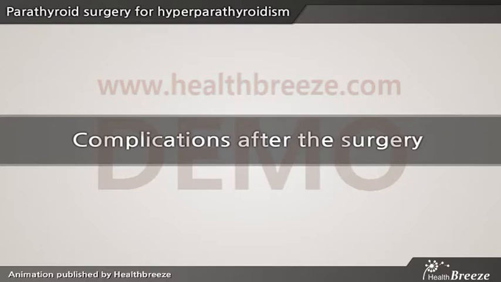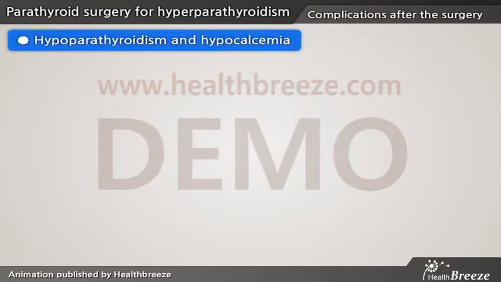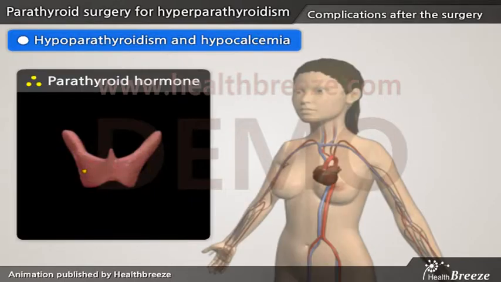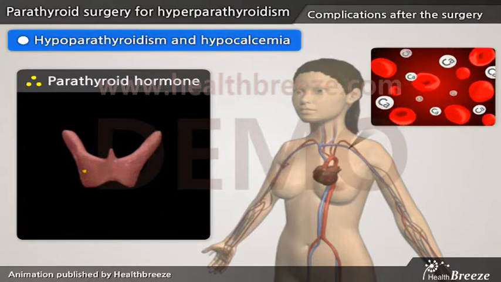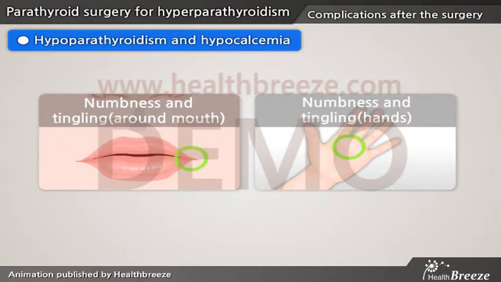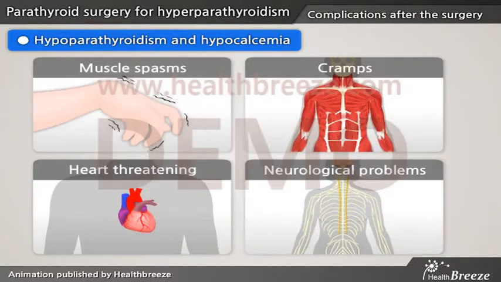Complications after the surgery. Hypoparathyroidism and hypocalcemia. After a successful parathyroidectomy operation with removal of overactive parathyroid glands, a relative decrease in the parathyroid hormone level, and subsequent drop in the blood calcium level, may cause numbness and tingling around your mouth and your hands. If untreated, your symptoms may progress to muscle spasms, cramps, or even life-threatening heart or neurological problems. These symptoms generally start 1 to 2 days after the surgery.